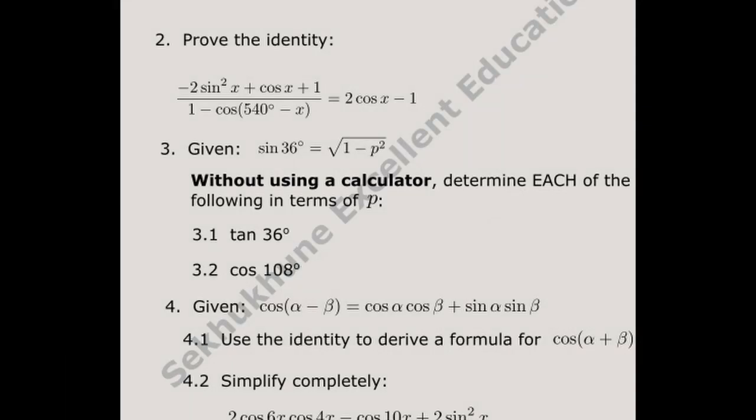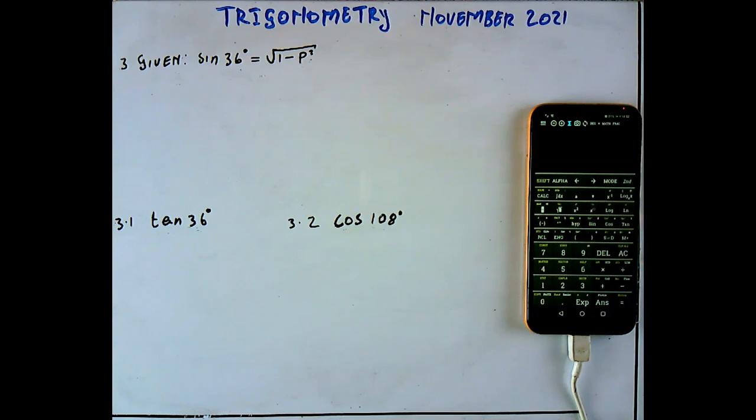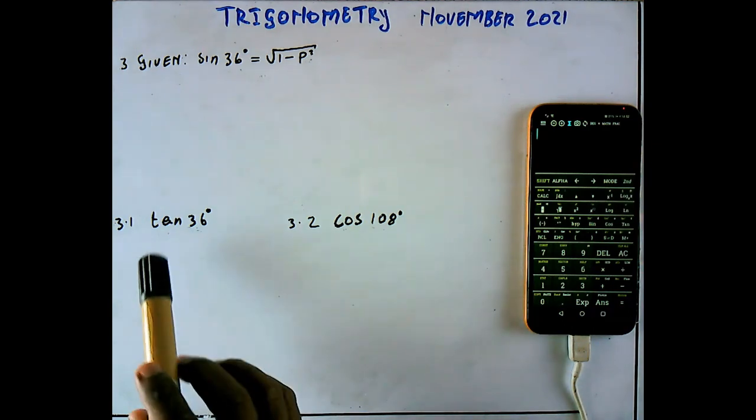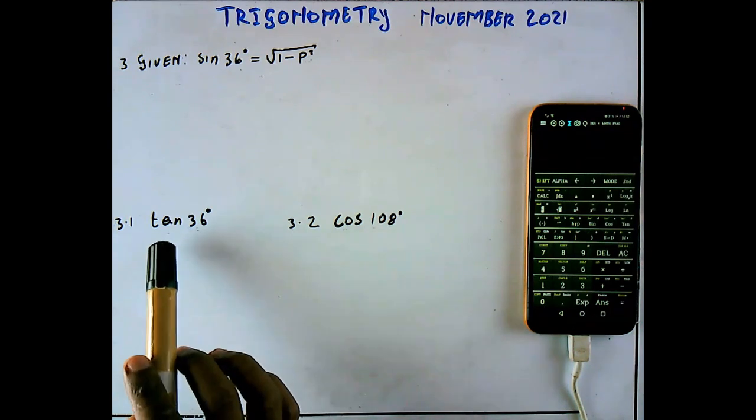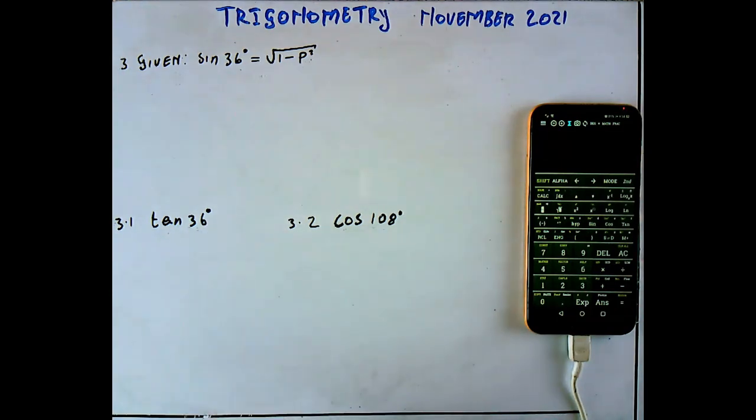Now we are on number 3. Number 3, we are given sine 36 degrees equals the square root of 1 minus p squared. So the question says, without using a calculator, determine each of the following in terms of p. 3.1 tan 36 degrees. 3.2 cos 108 degrees. So this type of question, you need to draw a sketch before you can solve tan 36, because they say we must not use a calculator. So if they never say that, we will just punch tan 36 degrees, then calculator will do the calculation.